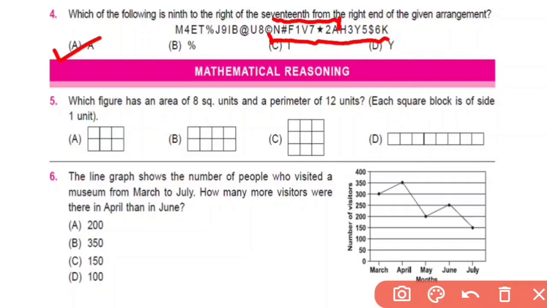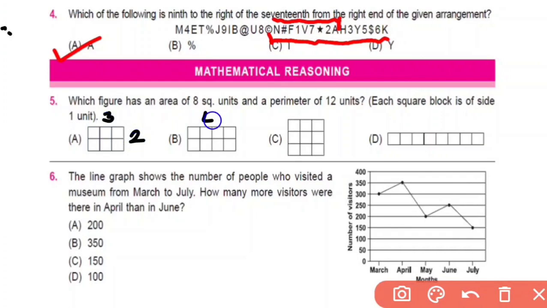Next section is mathematical reasoning. Question number 5. Which figure has an area of 8 square units and a perimeter of 12 units? Each square block is of side 1 unit. Here 3 blocks are there, so length is 3 units, here 2 units.